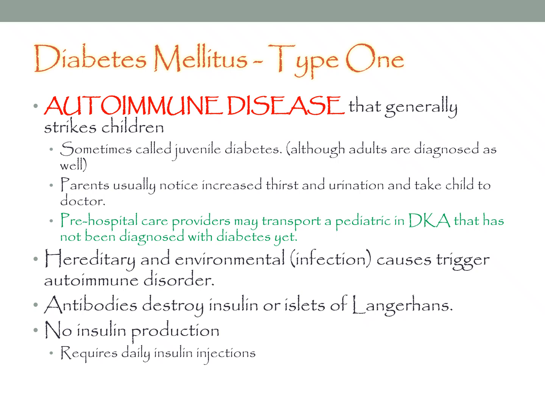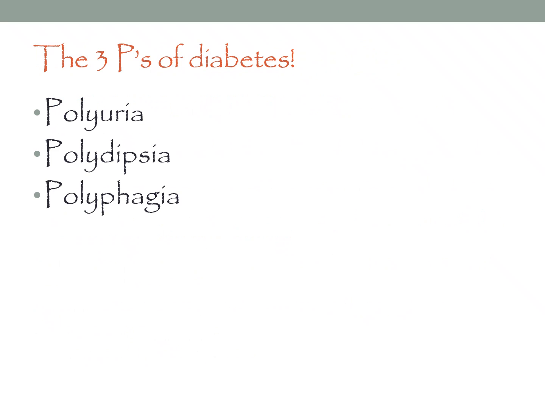As a pre-hospital care provider, you may transport pediatric patients that are in DKA that have not been diagnosed with diabetes yet. We'll learn about DKA in a later slide. The 3 P's of diabetes. Some of the first symptoms to present in new onset diabetics are polyuria, polydipsia, and polyphagia. The 3 P's. So polyuria. What is polyuria?